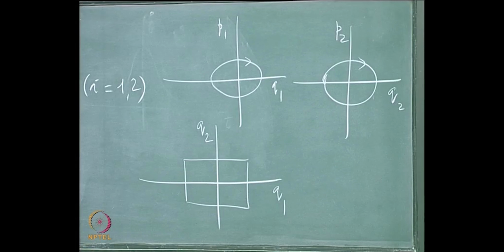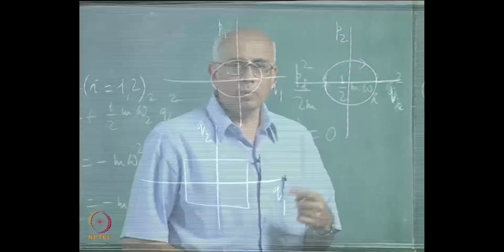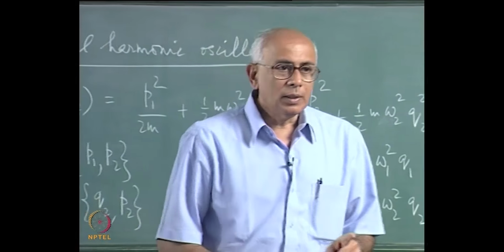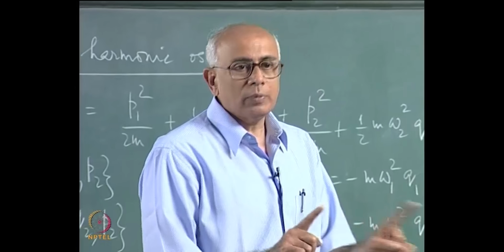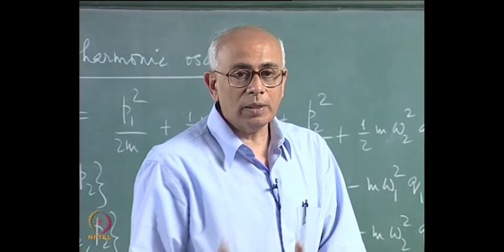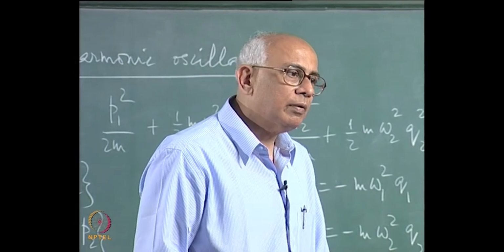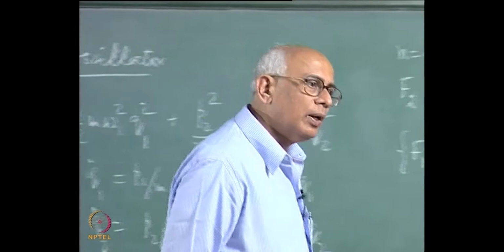It depends, absolutely right, it depends on the ratio of omega 1 to omega 2. If the ratio is rational, this means that the two periods are commensurate with each other, one of them is a rational multiple of the other, then it is clear the overall motion is periodic and the system given enough time will come back to its original point.